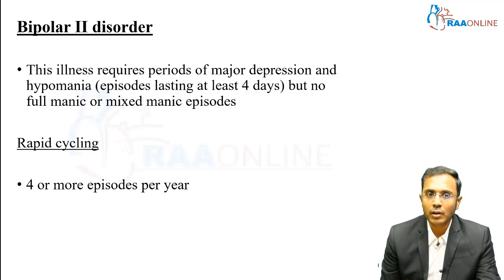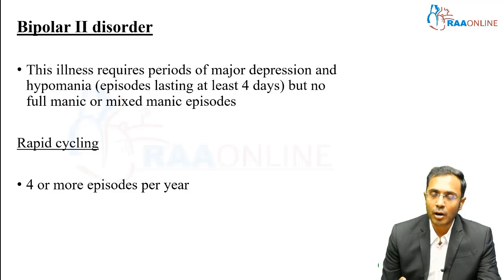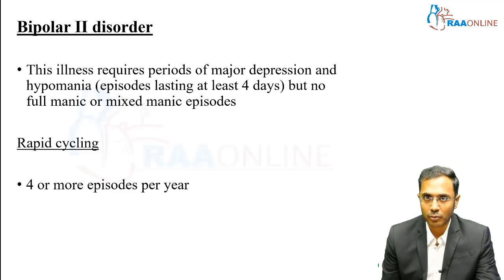Rapid cycling course means 4 or more episodes per year. If there are more than 4 episodes of mania or depression, or bipolar 2 hypomania or depression, in a single year, then that is called a rapid cycling course.